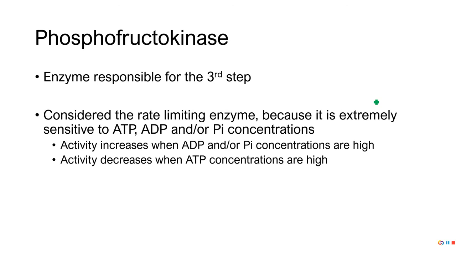And just like creatine kinase, if we have high levels of ADP and/or phosphate, then phosphofructokinase, PFK, will have high activity levels. But if I've got lots of ATP floating around, phosphofructokinase decreases its activity. Again, a negative feedback loop. And so that's where we're going to end right now. And this is essentially the anaerobic part of metabolism.